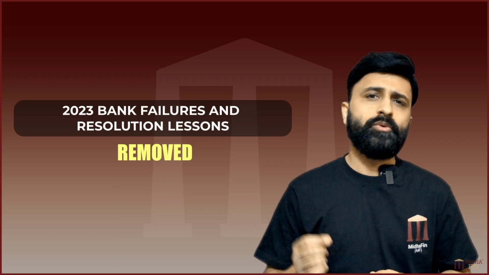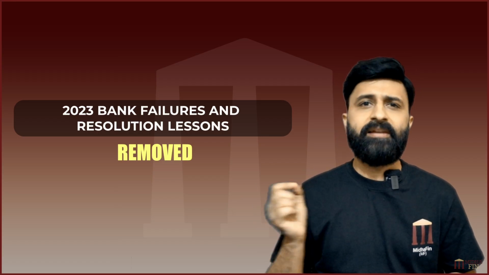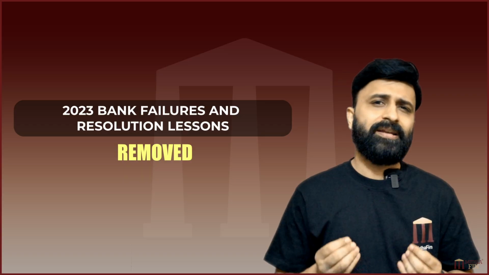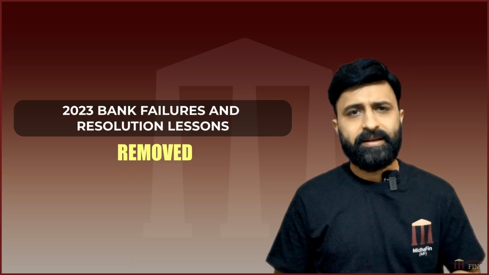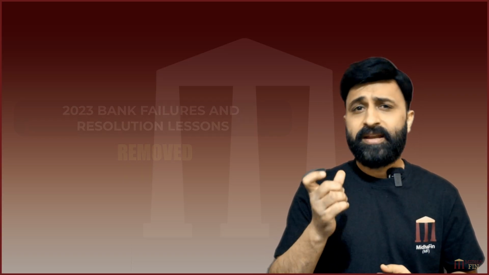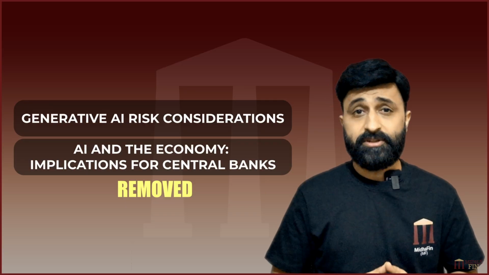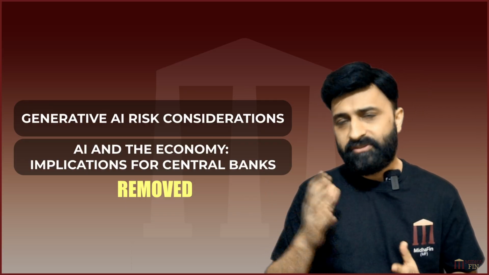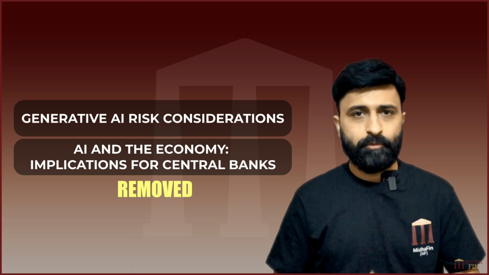Now let us check the readings that leave the current issues section for 2026. First, the readings related to 2023 bank failures and resolution lessons have been removed. These were event specific and tied to a particular crisis period, right? Next, the earlier set of readings on artificial intelligence, which focused largely on risk considerations and central banking perspectives, has been removed.